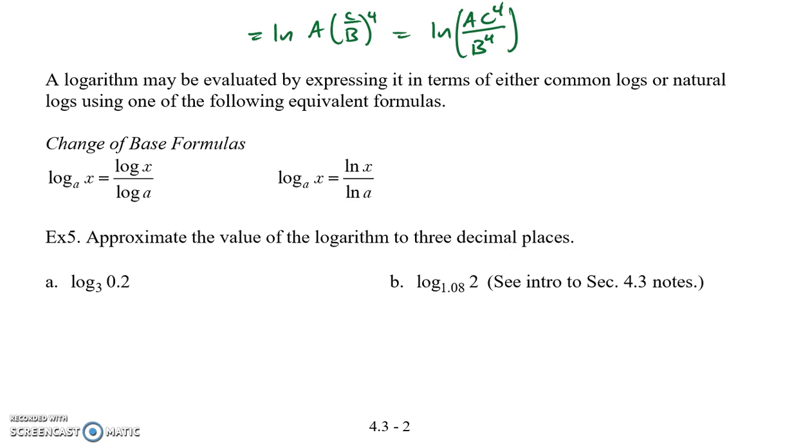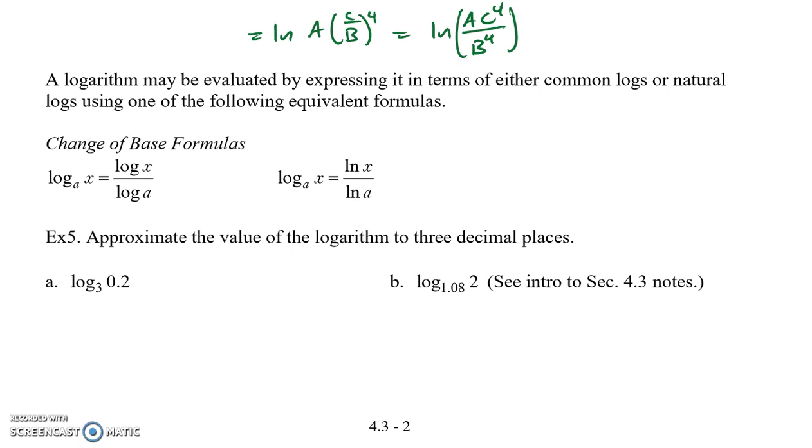To conclude this section, a logarithm may be evaluated by expressing it in terms of either common logs or natural logs using one of the following equivalent formulas. These are the so-called change of base formulas. And what these allow us to do is to evaluate logarithms with bases other than base 10 or base e, which are the logarithms that we can evaluate directly on a calculator, by expressing in terms of base 10 or natural logarithms.